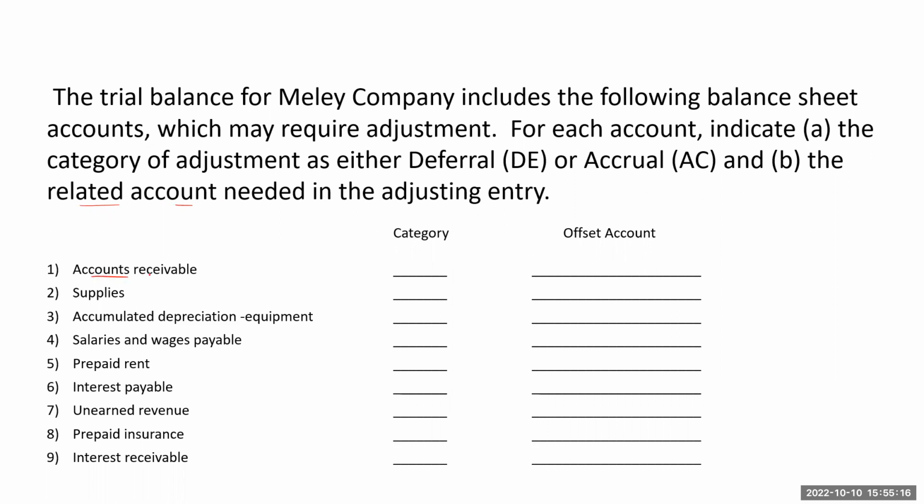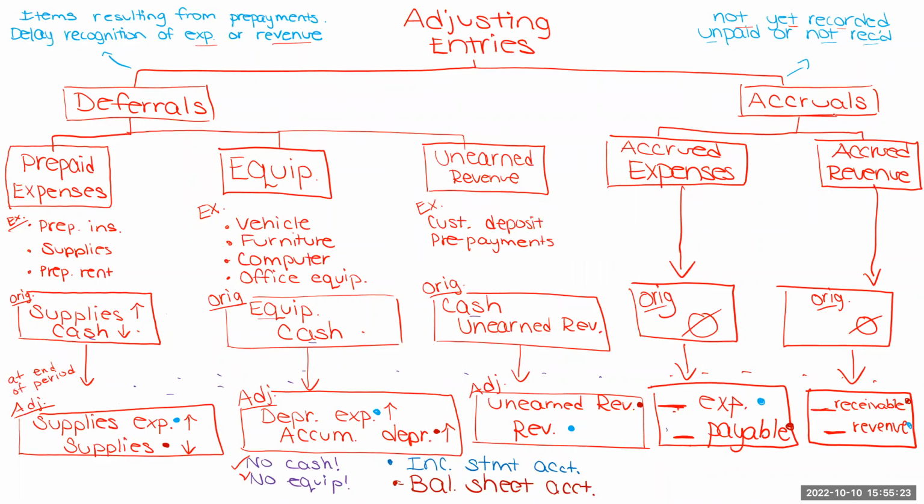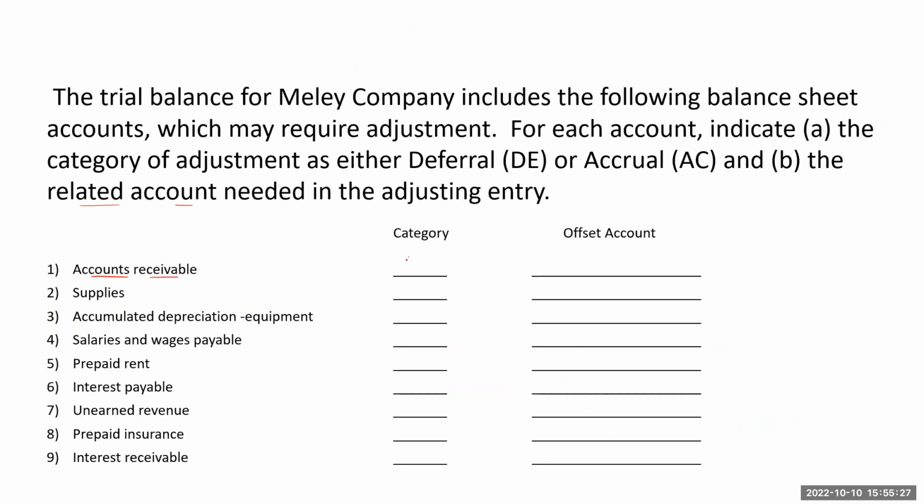All right, so accounts receivable. Accounts receivable, you only see on one side, the accrual side. Okay, receivable. So the accrual side. And the offset account is always a revenue account. Okay, maybe I'll say service revenue. And you're welcome to pause the video and try these on your own and then compare.